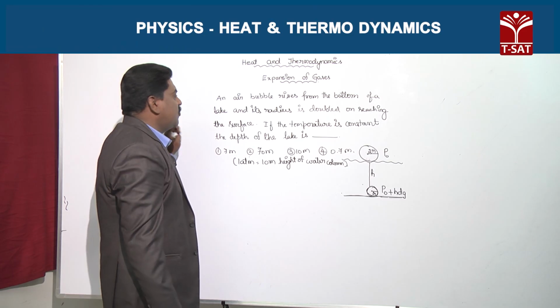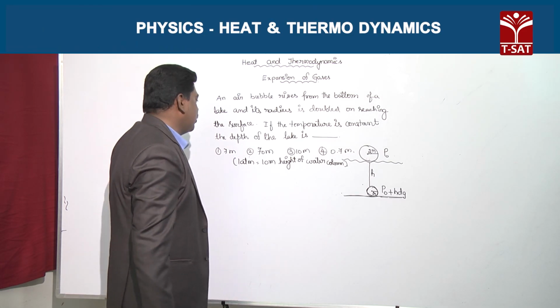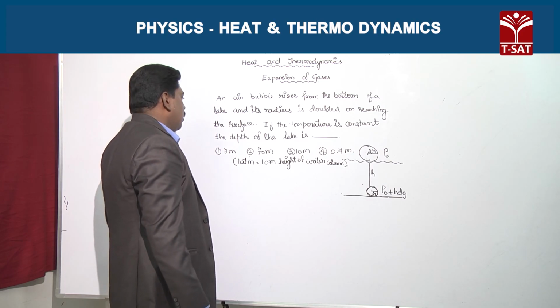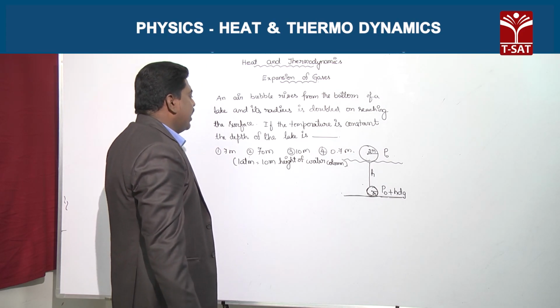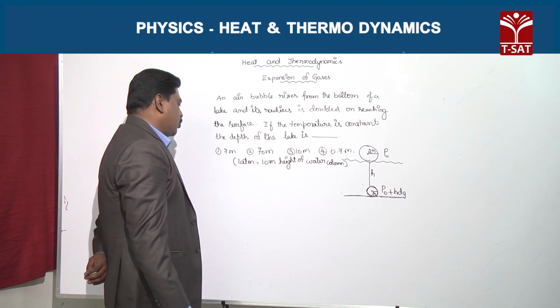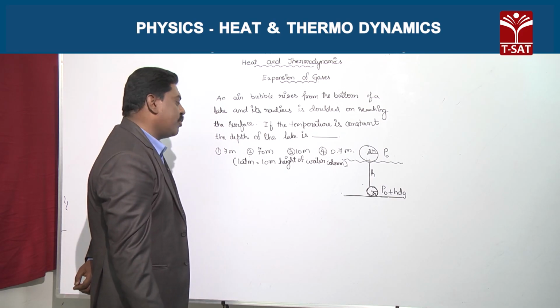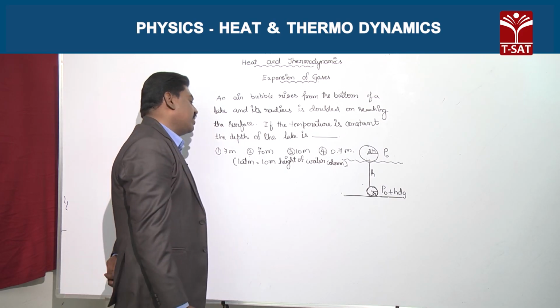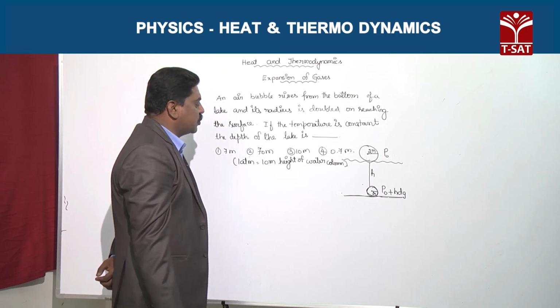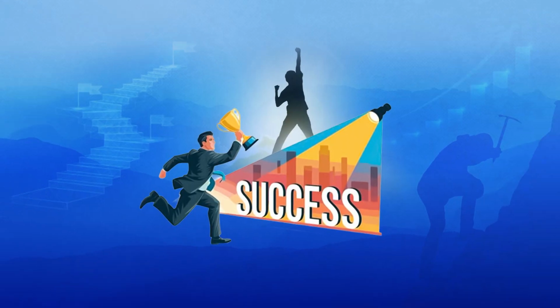An air bubble rises from the bottom of a lake and its radius is doubled on reaching the surface. If the temperature is constant, the depth of the lake is, the options given are: first 7 meters, second 70 meters, third 10 meters, and fourth 0.7 meters. And we are given that 1 atmosphere is equal to 10 meters height of water column.